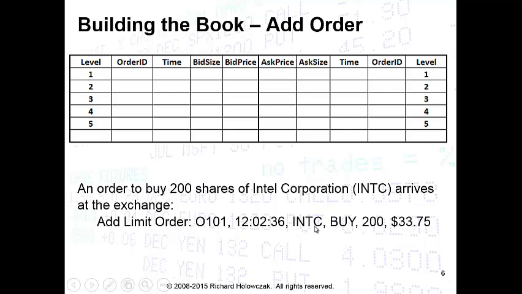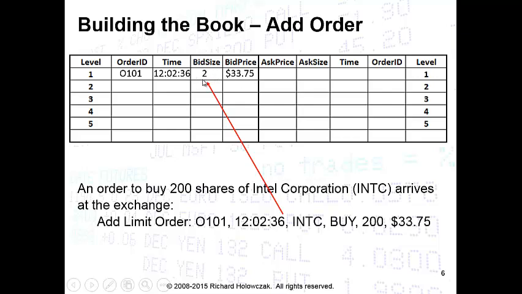What the broker will do and the exchange will do is they will add an order number and the time to that. And as we might expect, the buy order will go up to the bid side on the book. Because there's no other orders, that gets sorted right to the top.